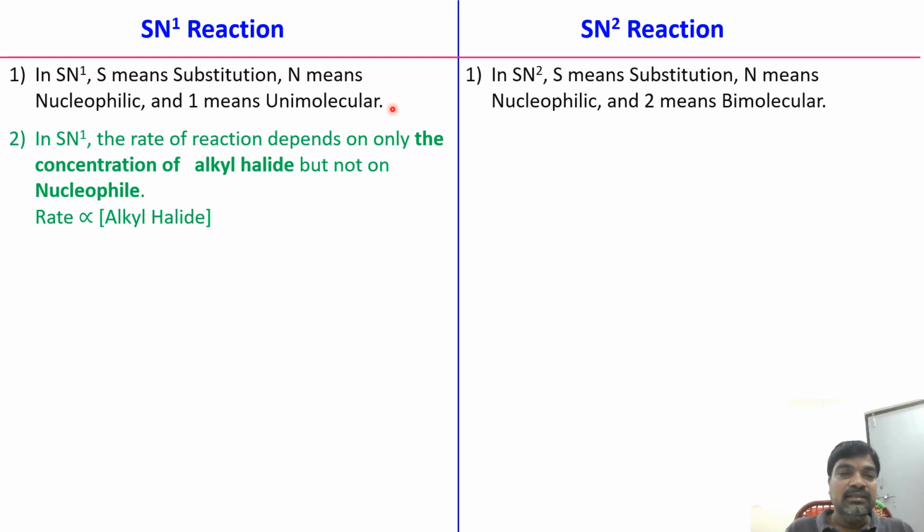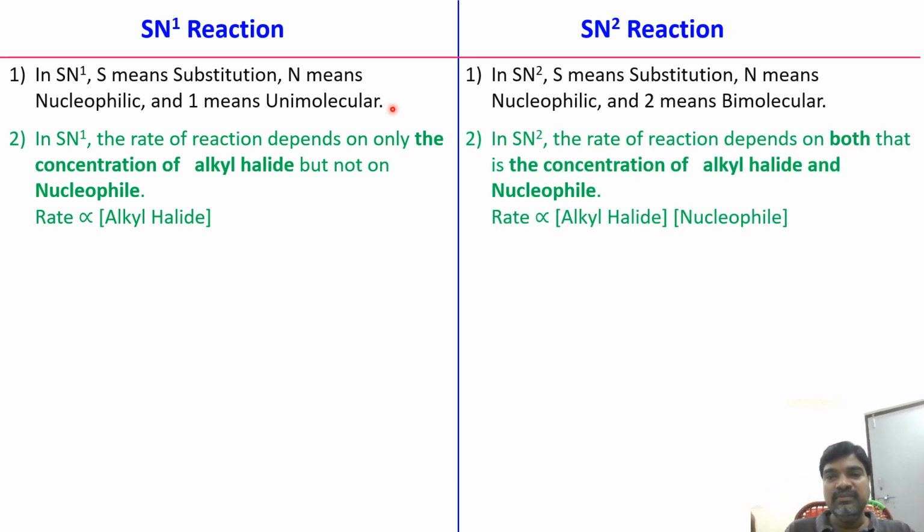In the SN1 reaction, the rate of reaction depends only on the alkyl halide concentration, but not on the nucleophile. That means the conversion of reactant to product is decided only by the concentration of alkyl halide. The nucleophile cannot affect the rate of reaction in the SN1 mechanism. Therefore, the rate is directly proportional to the concentration of alkyl halide.